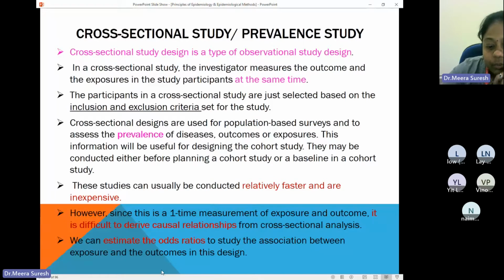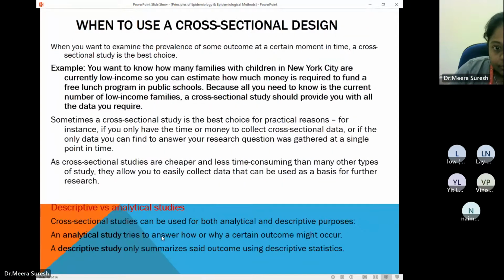And from this study, we can also calculate the odds ratio. Odds ratio tells how much increased risk you have of developing that particular condition, that we can get to know from the odds ratio. So when to use a cross-sectional design? When you want to examine the prevalence in a population at a particular time, we can use a cross-sectional study.